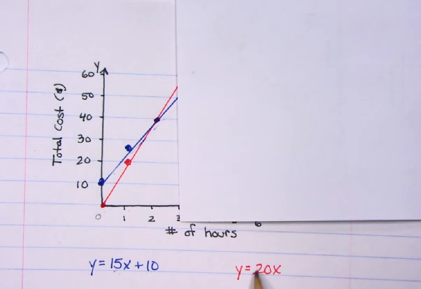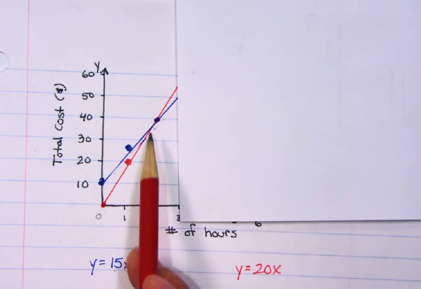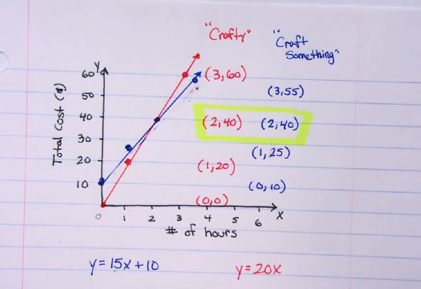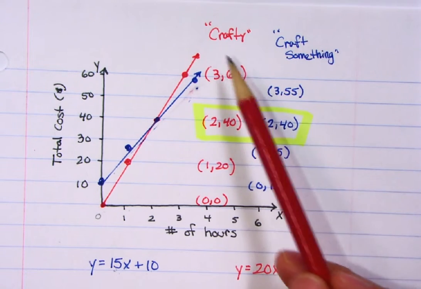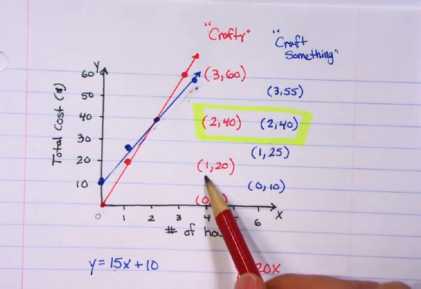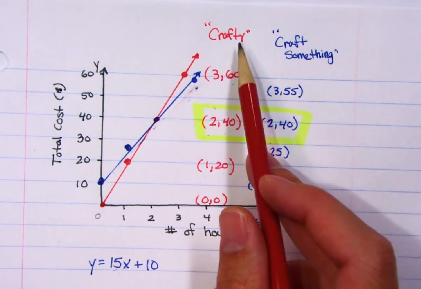With the other store, it was $0 to begin with, but it jumped up to $20 after an hour, $40 for 2 hours, $60 for 3 hours, and so on. And what I did to make it a little easier for you is this red one, these are the coordinates. 0 hours, $0. 1 hour, $20. 2 hours, $40. 3 hours, $60. That's for Crafty.